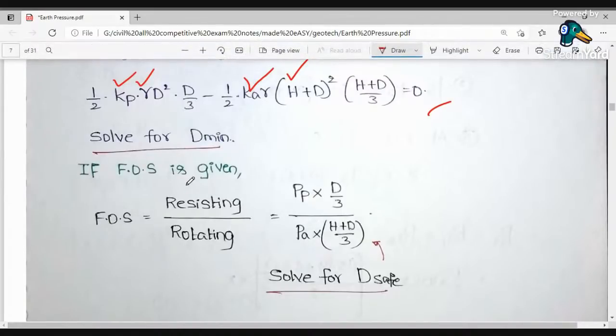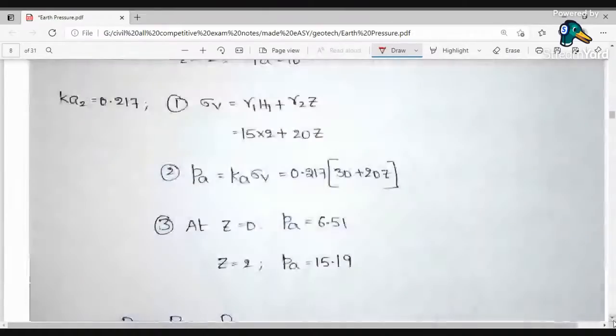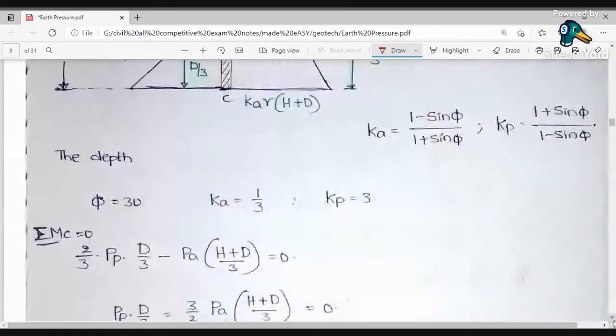Okay, and in some cases we will also consider the factor of safety, and the factor of safety is basically the resisting force divided by the rotating force. Resisting force is PP into d by 3, that is passive earth pressure, this is resisting, and rotating force is basically PA into h plus d by 3, right? So from there we can determine the factor of safety. So that's all about the sheet pile wall.